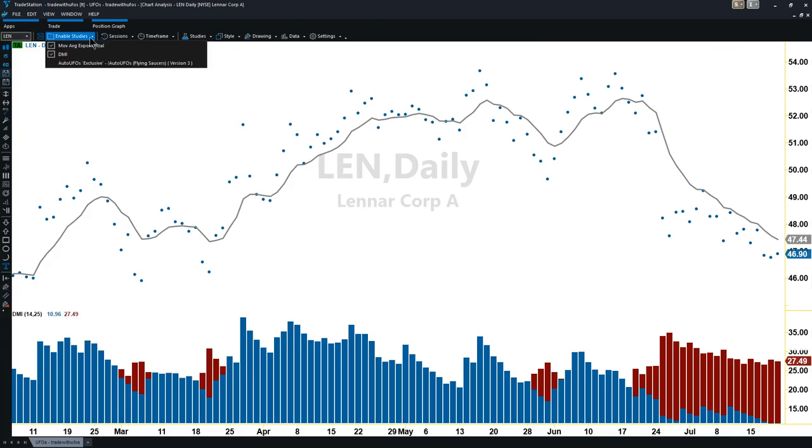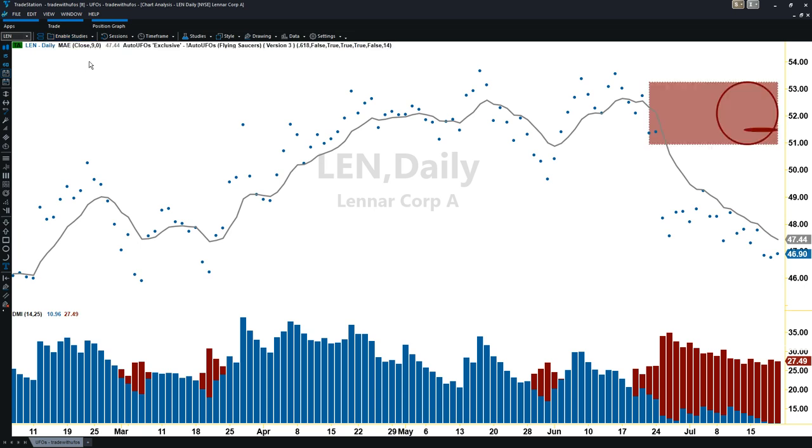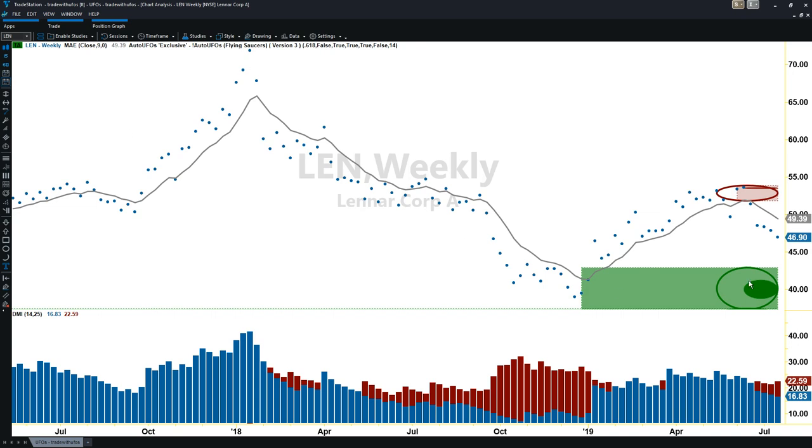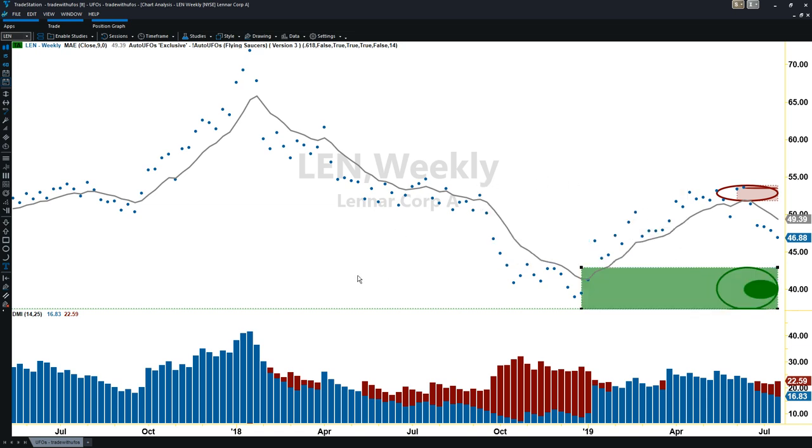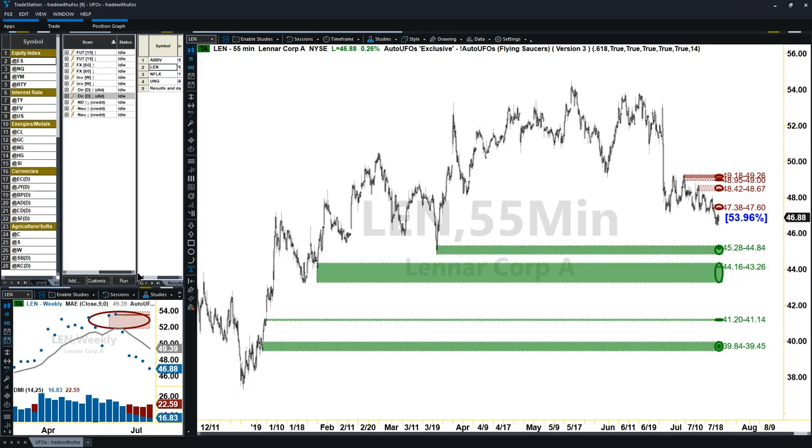So I am enabling AutoUFOs. I am going to apply AutoUFOs to the weekly time frame, and this shows us a green UFO located at 42.9. So 42.9 is where the target would be for LEN, Lennar Corporation. That's where the target would be.